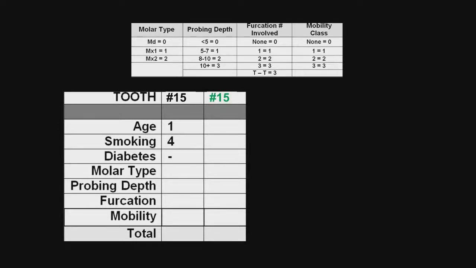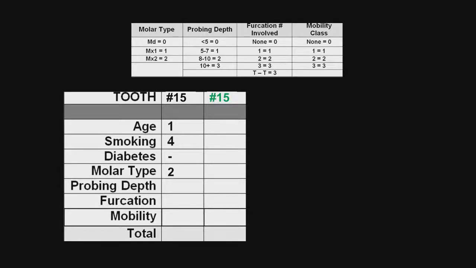All right, now let's look at the other 4 factors. We've already got age, smoking, and diabetes, and now the dentist comes in and does the probing depths, looks for furcations, and documents mobility. Now, how long does that take? That should be part of any periodontal exam, even a brief maintenance appointment. Those factors should be looked at. He then indicates to the dental assistant what tooth he would like, or she would like, to have scored, and in this case, we're going to score number 15.